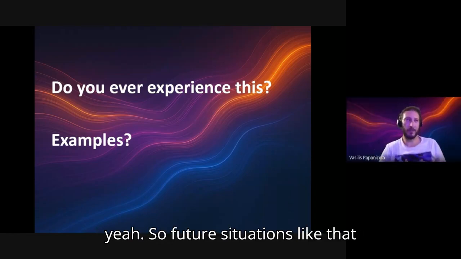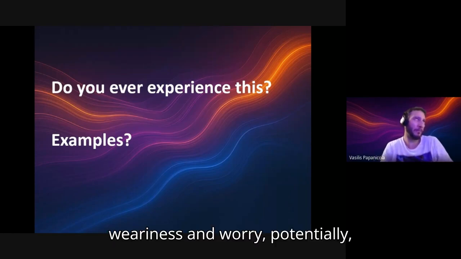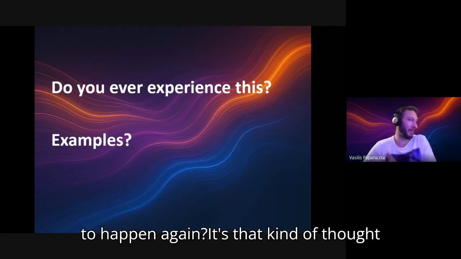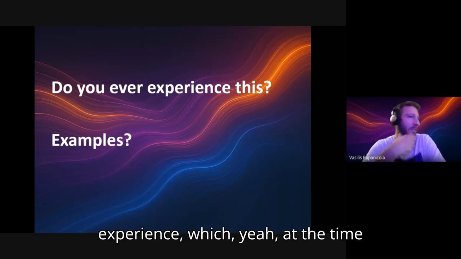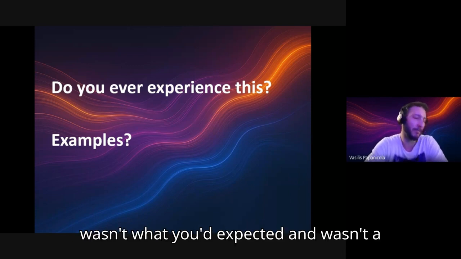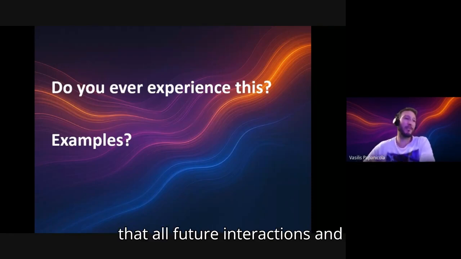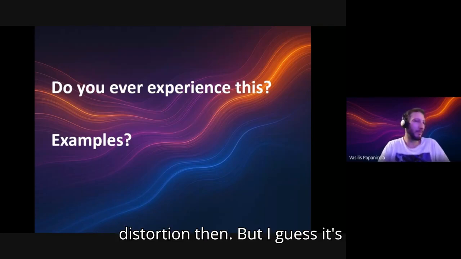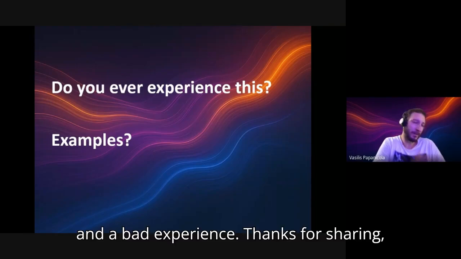Absolutely, yeah. So future situations like that you've sort of approached with a bit of weariness and worry potentially, thinking about, is that going to happen again? It's that kind of thought process which has been triggered by an experience which at the time wasn't what you'd expected. It wasn't a nice experience. But it doesn't mean then that all future interactions and experiences are going to be like that. So that's a good example of a cognitive distortion then. But I guess it's triggered by something that's happened and a bad experience.